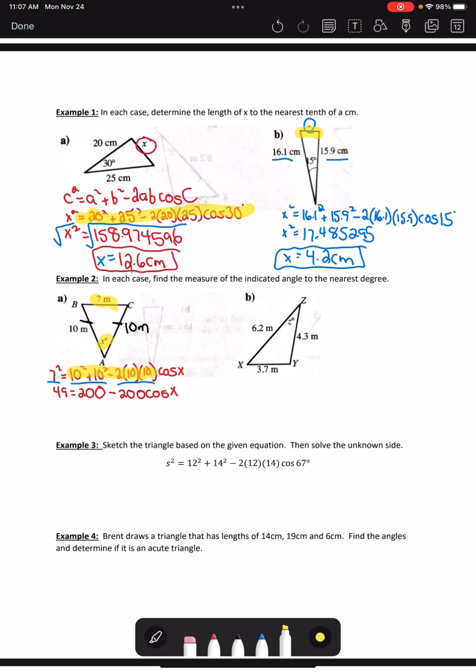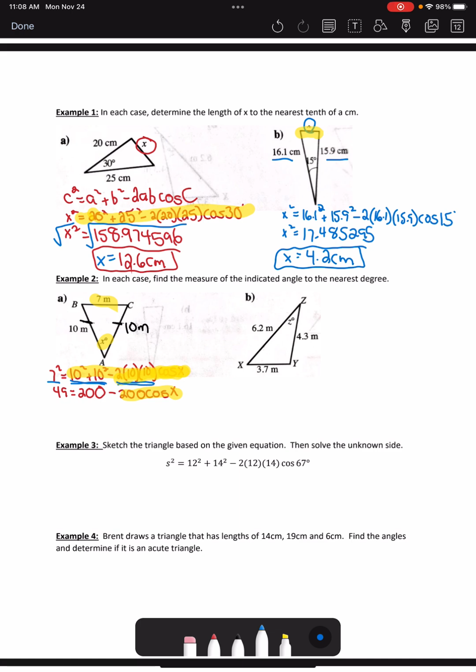Sometimes I have kids, and this is a really common mistake, and they'll try to type that whole thing in, but you can't because it goes back to BEDMAS, right? Multiplication occurs before subtraction or addition. So that cos x is going to be times the 200, right? So we can't take 200 minus 200 because I have to multiply the 200 by the cos x before I would subtract it from that 200. So that's why I just do it in two parts. I do the 10 squared plus 10 squared and then the 2 times 10 times 10.